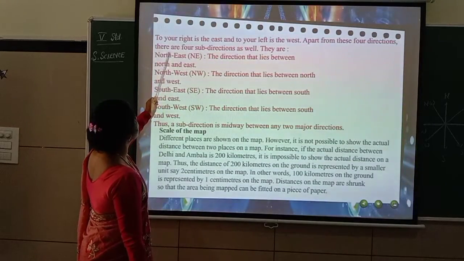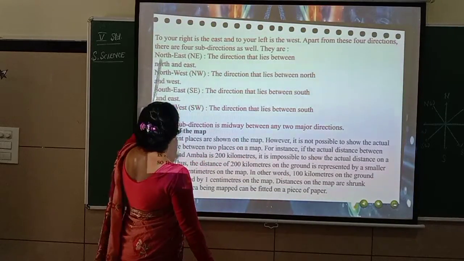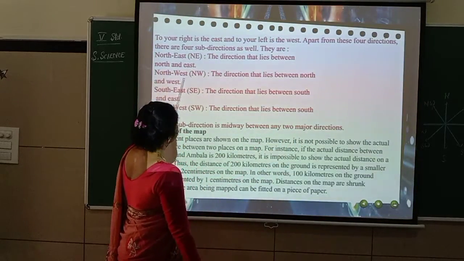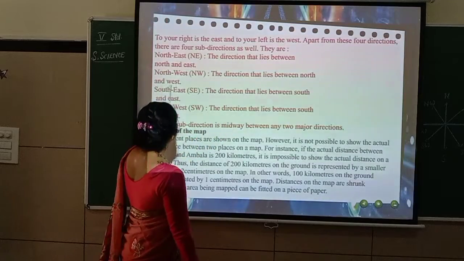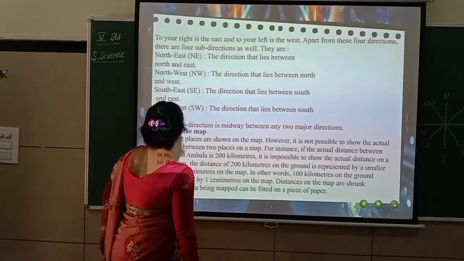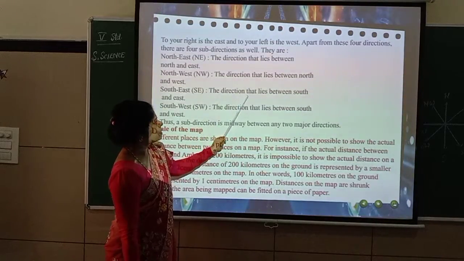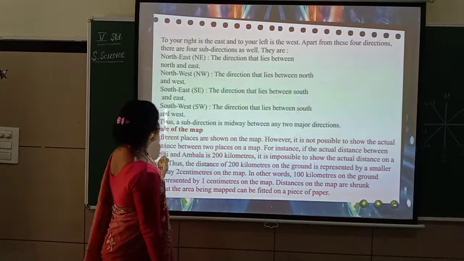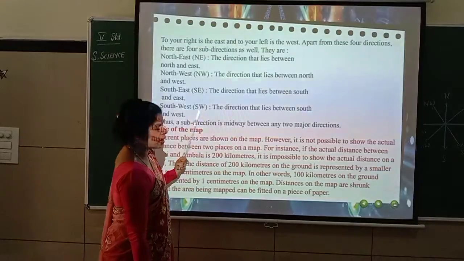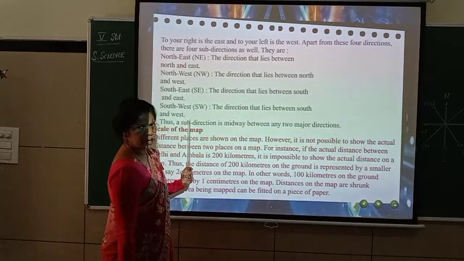Apart from these four directions, there are four sub-directions as well. I have shown you the sub-directions. They are northeast, the direction that lies between north and east. Northwest, the direction that lies between north and west, the symbol is NW. And for northeast, the symbol is NE. Coming to southeast, denoted as SE, the direction that lies between south and east. Southwest, SW, the direction that lies between south and west. Other than the four cardinal directions, these are the sub-directions.